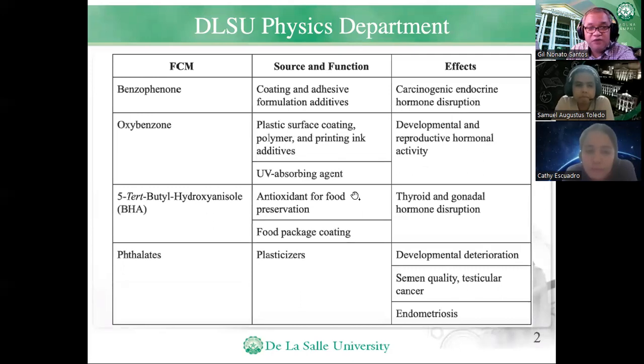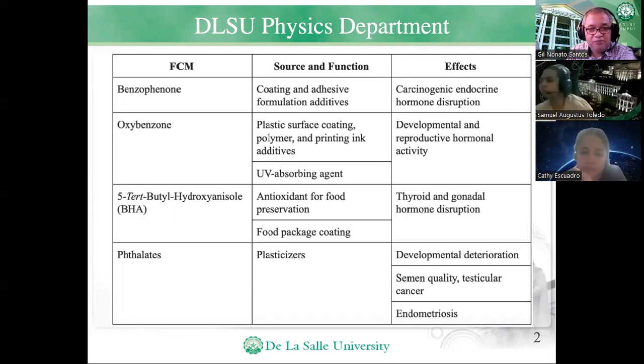Also, benzophenone. It's a coating and adhesive formulation additive. So it's carcinogenic, with endocrine hormone disruption. You see the commonality of the hormone disruption. Then we have oxybenzone. This is a plastic surface coating polymer and printed ink additive, and it's also used as a UV absorbing agent. The effect is developmental and reproductive hormonal activity.